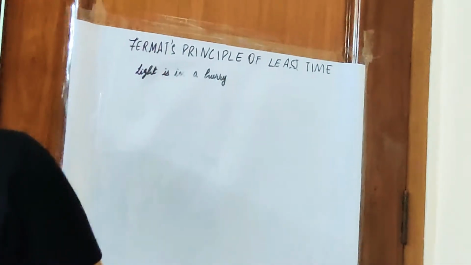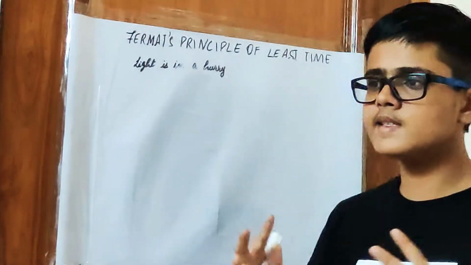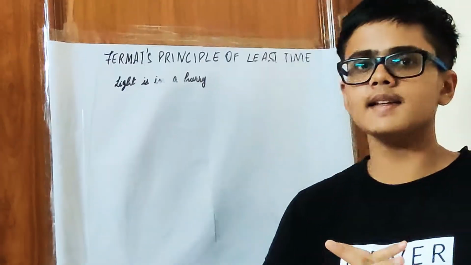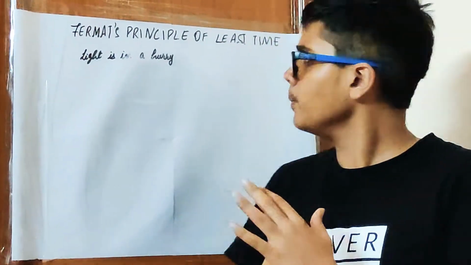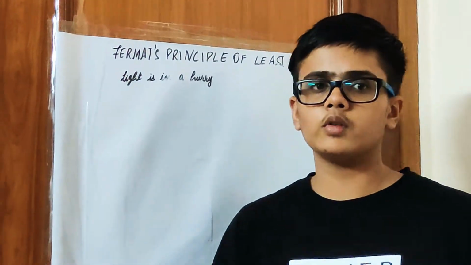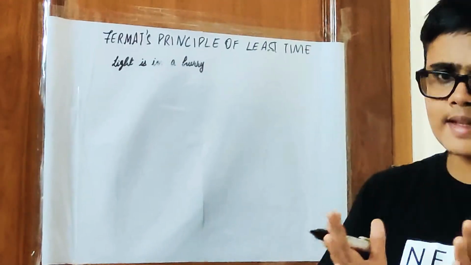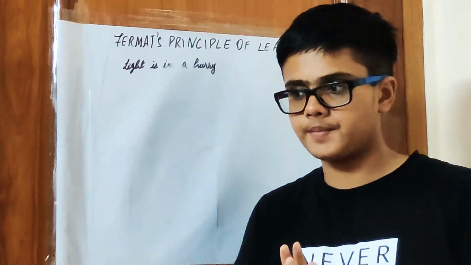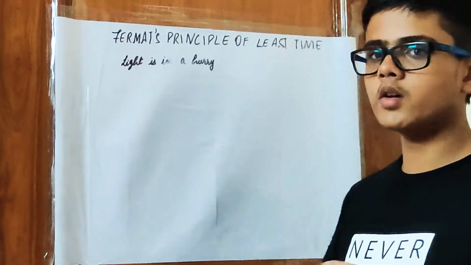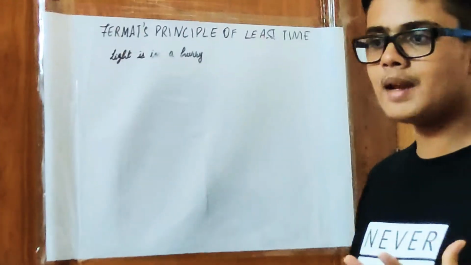You might have noticed we started with a very basic, very simple principle, which is that light is in a hurry. And we have come to the point where we have easily found out that the angle of incidence equals the angle of reflection. Now we are going to have a brief talk about plane mirrors.